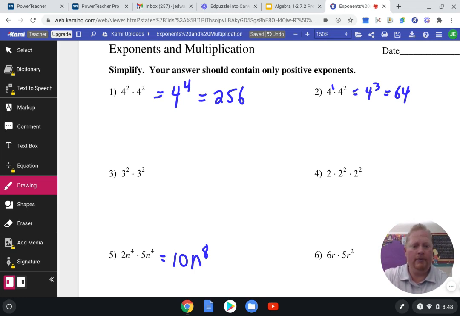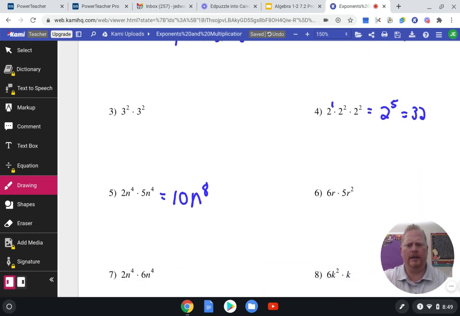Let's do that example on number 4 as well. So if I've got 2 times 2 squared times 2 squared, literally what I have is 2 to the first times 2 to the second times 2 to the second. If I add up all those exponents, I get 2 to the fifth, which, by the way, is 32. Okay, let's skip down to some more examples.